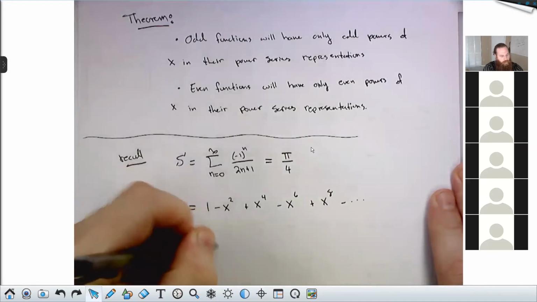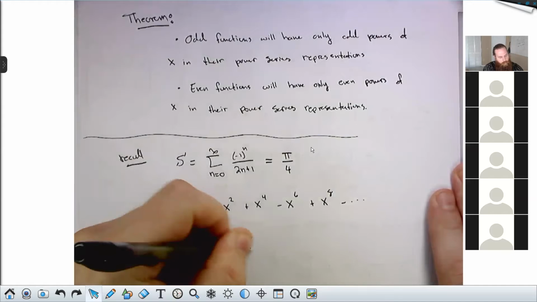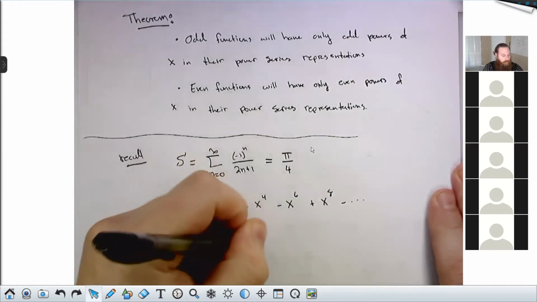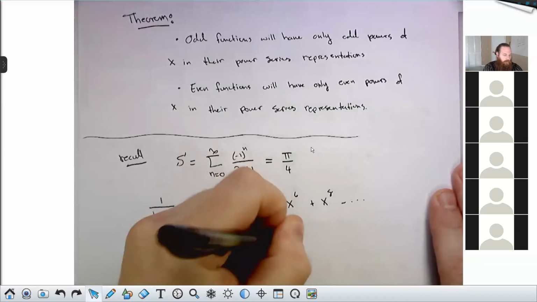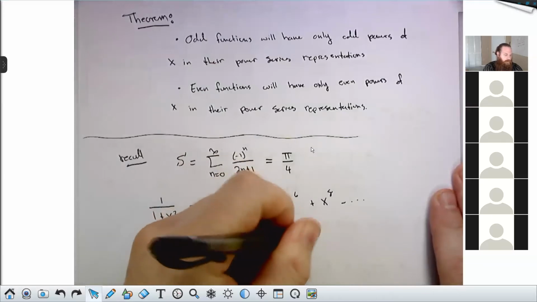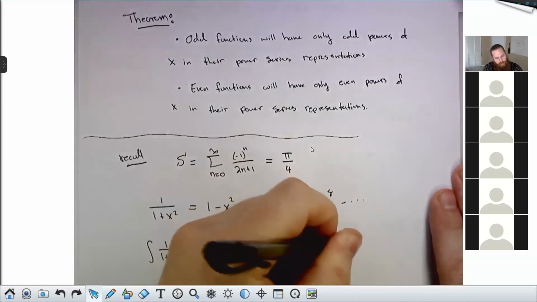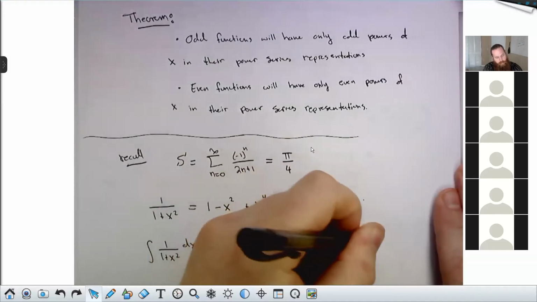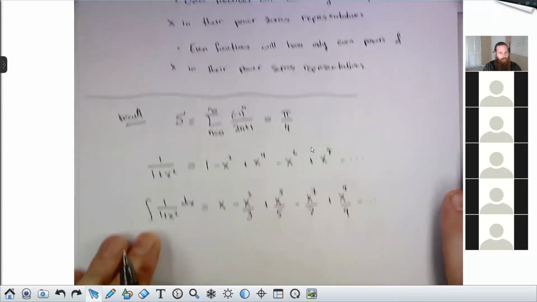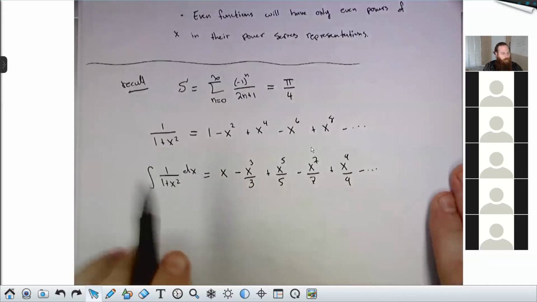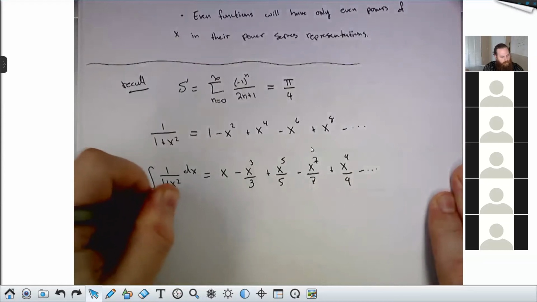If you integrate 1, you get x. If you integrate x squared, you get x cubed over 3. If you integrate x to the 4, you get x to the 5 over 5. If you integrate x to the 6, you get x to the 7 over 7. If you integrate x to the 8, you get x to the 9 over 9. On the other hand, the integral of 1 over 1 plus x squared, that's the inverse tangent of x.